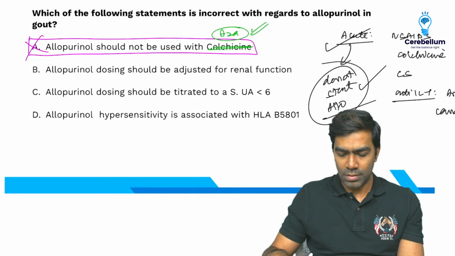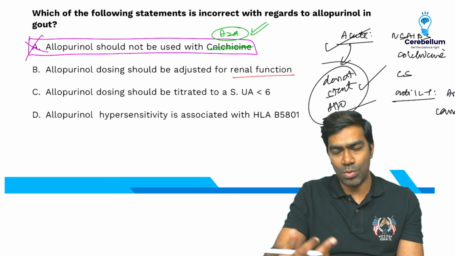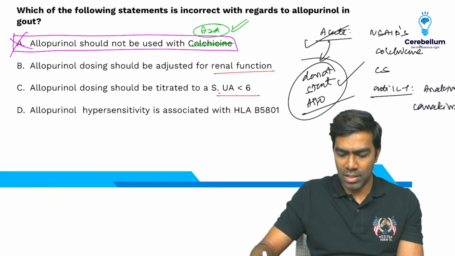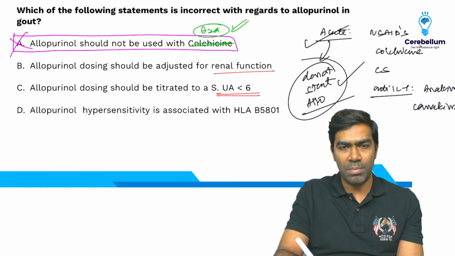Allopurinol dosing should be adjusted to renal function. That's absolutely correct because it's metabolized by the kidneys. You have to adjust the dose accordingly. Allopurinol dosing should be titrated to a uric acid of less than 6. That's the target uric acid. For any uric acid lowering therapy, the target uric acid is less than 6 in the serum. And allopurinol hypersensitivity is associated with HLA-B5801. That's absolutely correct.